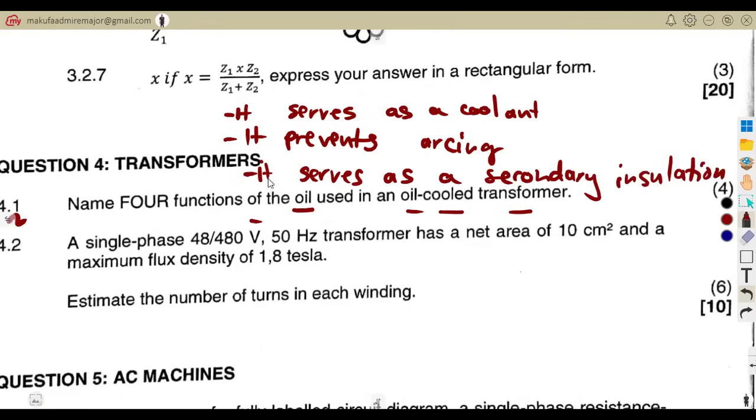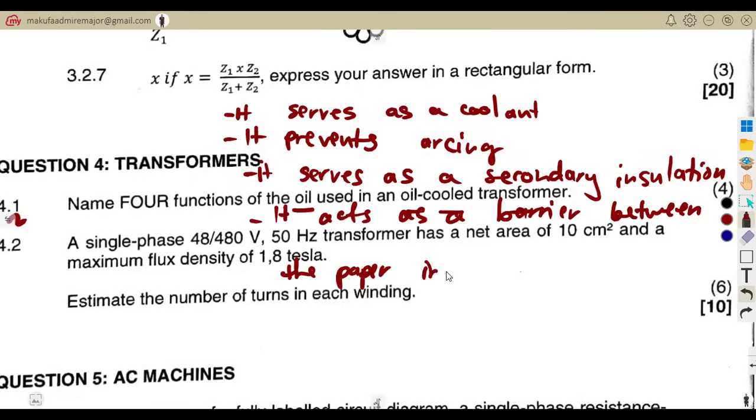As a secondary insulation. Also, it can act as a barrier between the paper insulation and the atmospheric oxygen. So it also acts as a barrier. There's supposed to be two things for us to have a barrier between. Between the paper insulation and the atmospheric oxygen.